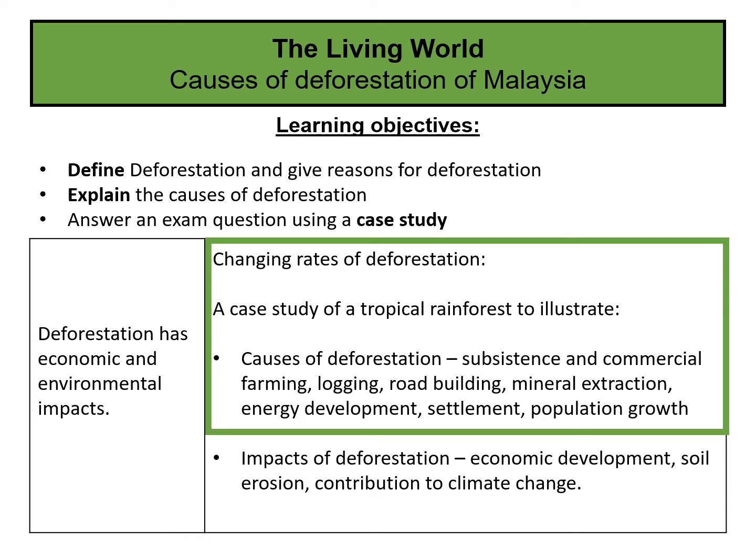Okay, Year 10. In today's lesson, we are going to be looking at the causes of deforestation in Malaysia. So over the last few weeks, we've been looking at where tropical rainforests are located and why. Then we started to look at the characteristics of tropical rainforests, so looking at the plant and animal adaptations and the climate in tropical rainforests. And now we're looking more at case studies. So why do we deforest the tropical rainforests?